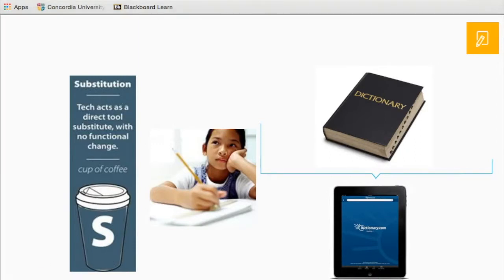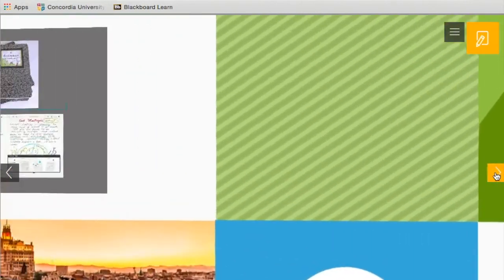Last thing before we move on, I want to mention that this level and the next are not bad, that all teachers visit these levels at one point or another. Just because this is the first step in the model doesn't necessarily mean that it's bad or you should feel wrong if you visit this. So the next level is augmentation.